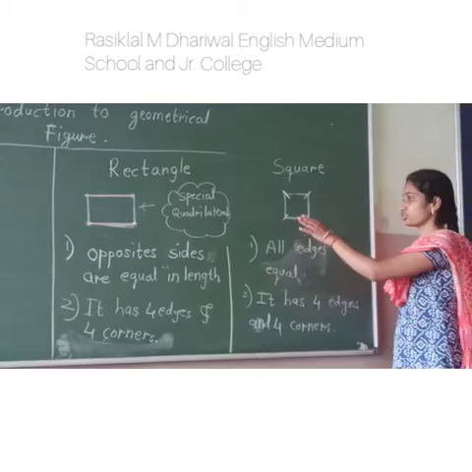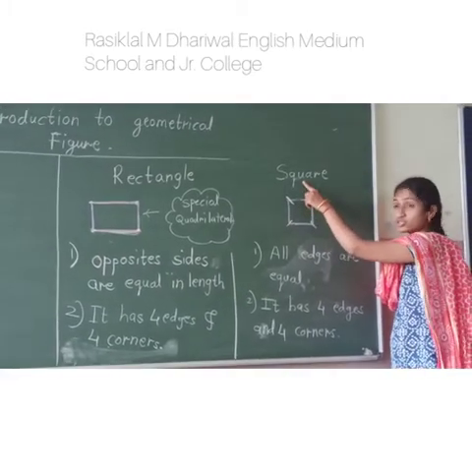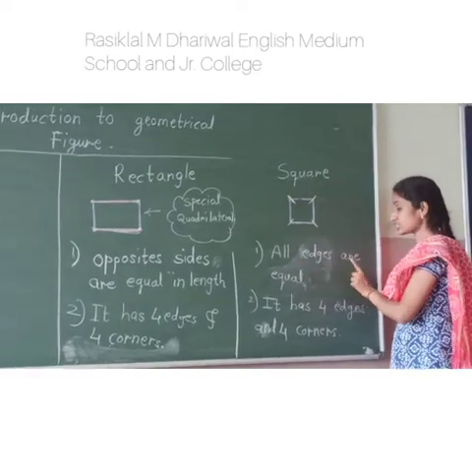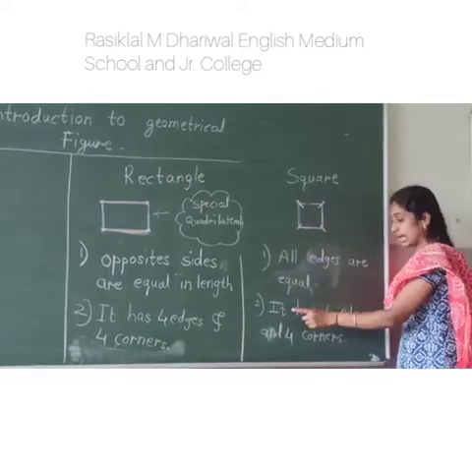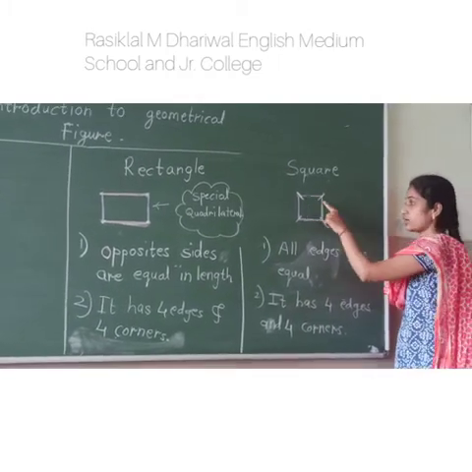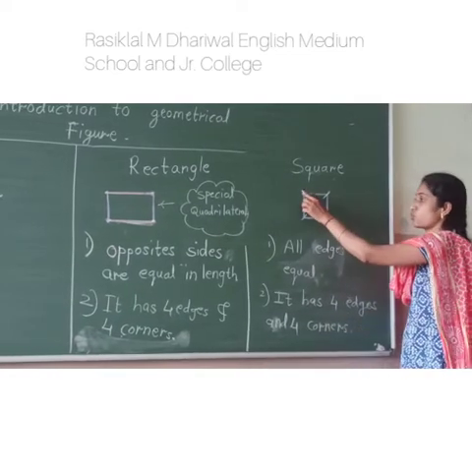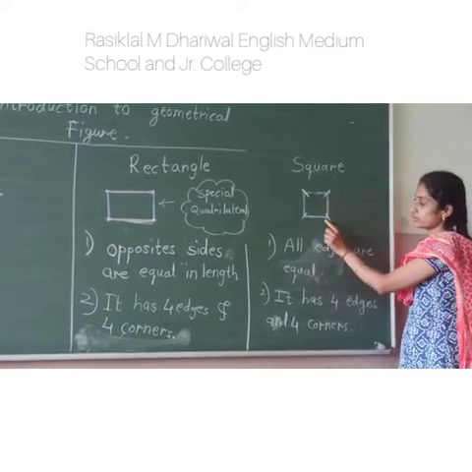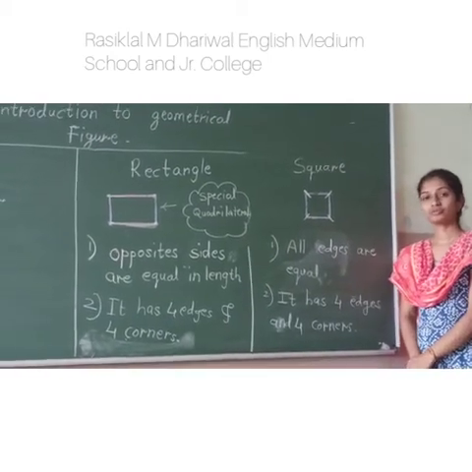Let's revise, children. It is a special type of quadrilateral. What, square? All edges are equal. It has four edges. How many edges? Four. 1, 2, 3, 4. And four corners. 1, 2, 3, 4. Okay? Note down in your notebook.